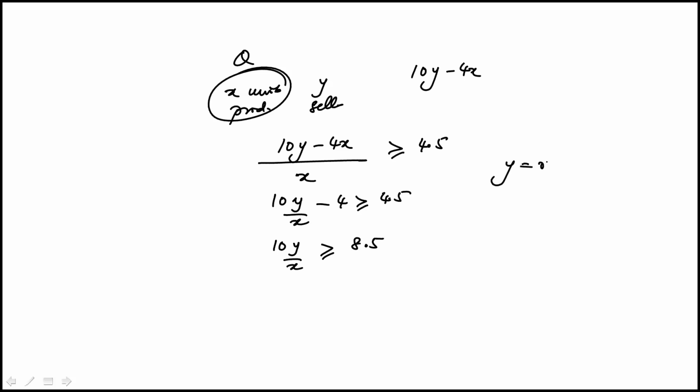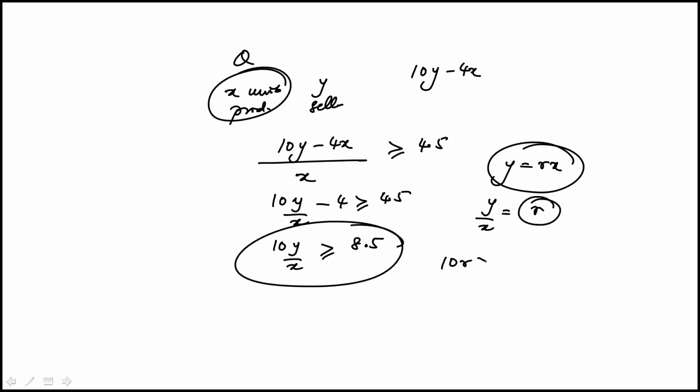Now, we're also given this relationship between units produced and units sold. And from this, you'll notice y over x is r. And the question is really about r. So I'm rearranging everything in terms of r. And I get r is greater than or equal to 0.85. So the least value is 0.85, choice E.